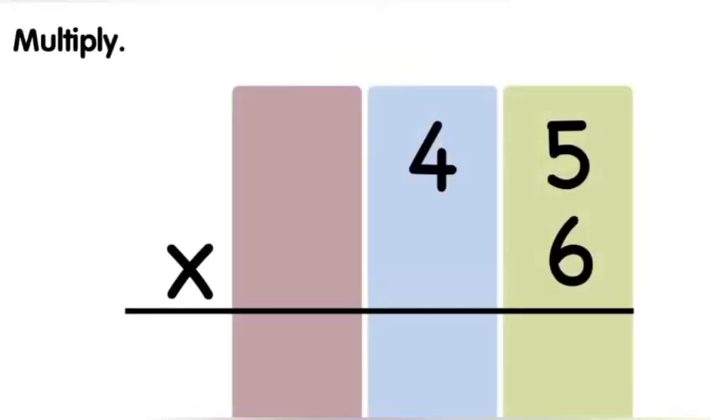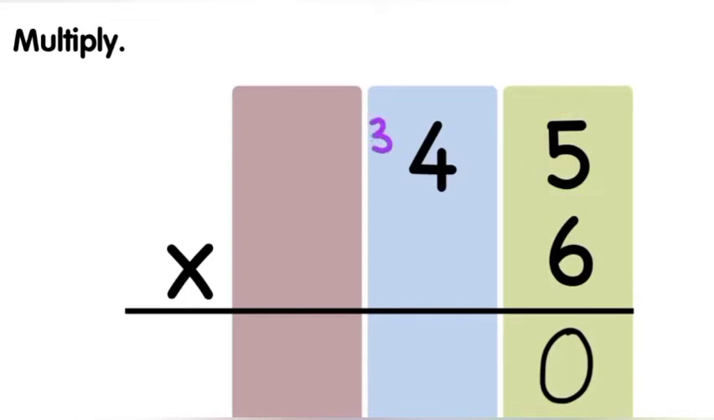Let's find 45 times 6. First, multiply the ones by 6. 5 ones times 6 equals 30 ones. Regroup 30 ones into 0 ones and 3 tens.